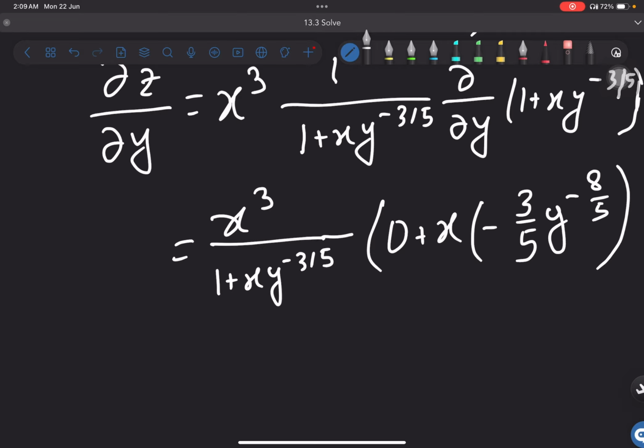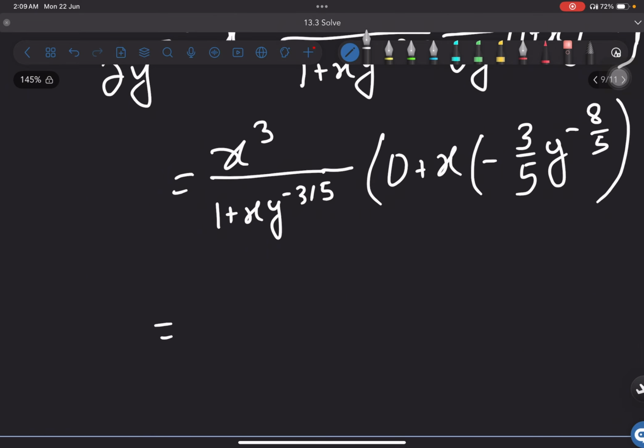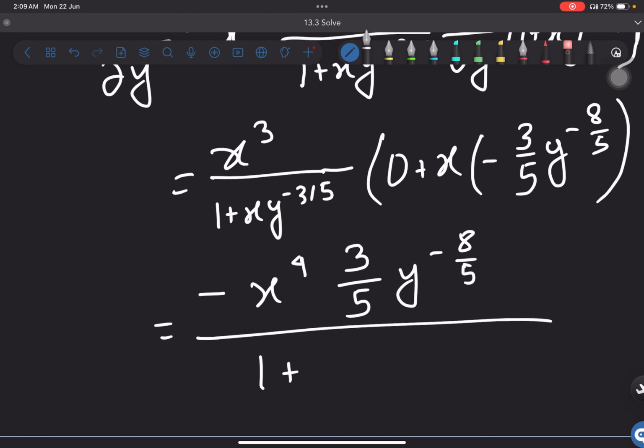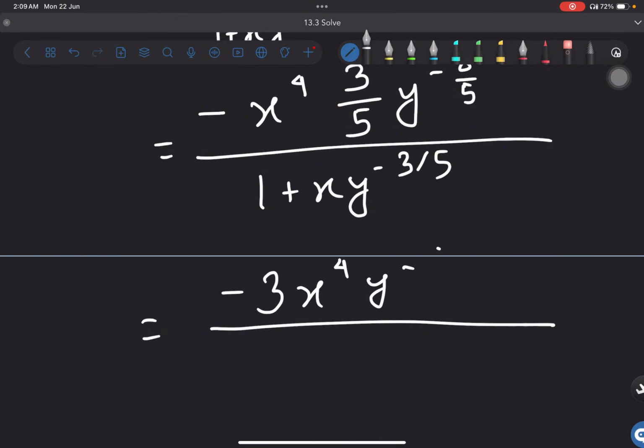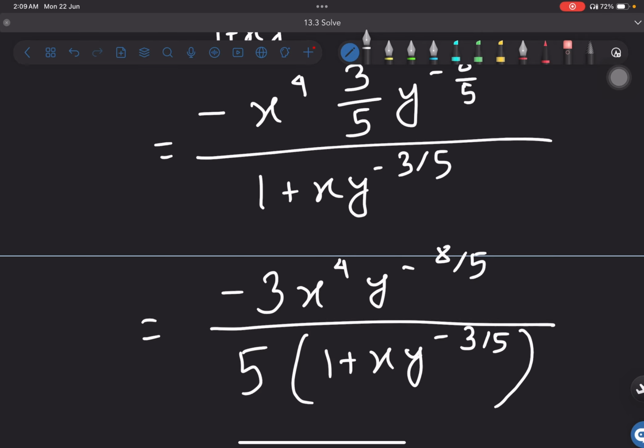Got it. So this becomes minus 8 by 5. If I'm simplifying it even further, this math becomes minus 3 by 5 x to the power 4, y to the power minus 8 by 5, over 1 plus xy to the power minus 3 by 5. And I could bring this 5 to the bottom, and the 3 is at the top, x to the power 4, y to the power minus 8 by 5, and this 5 comes in the bottom, which stands as this. And this is basically how you solve this math.